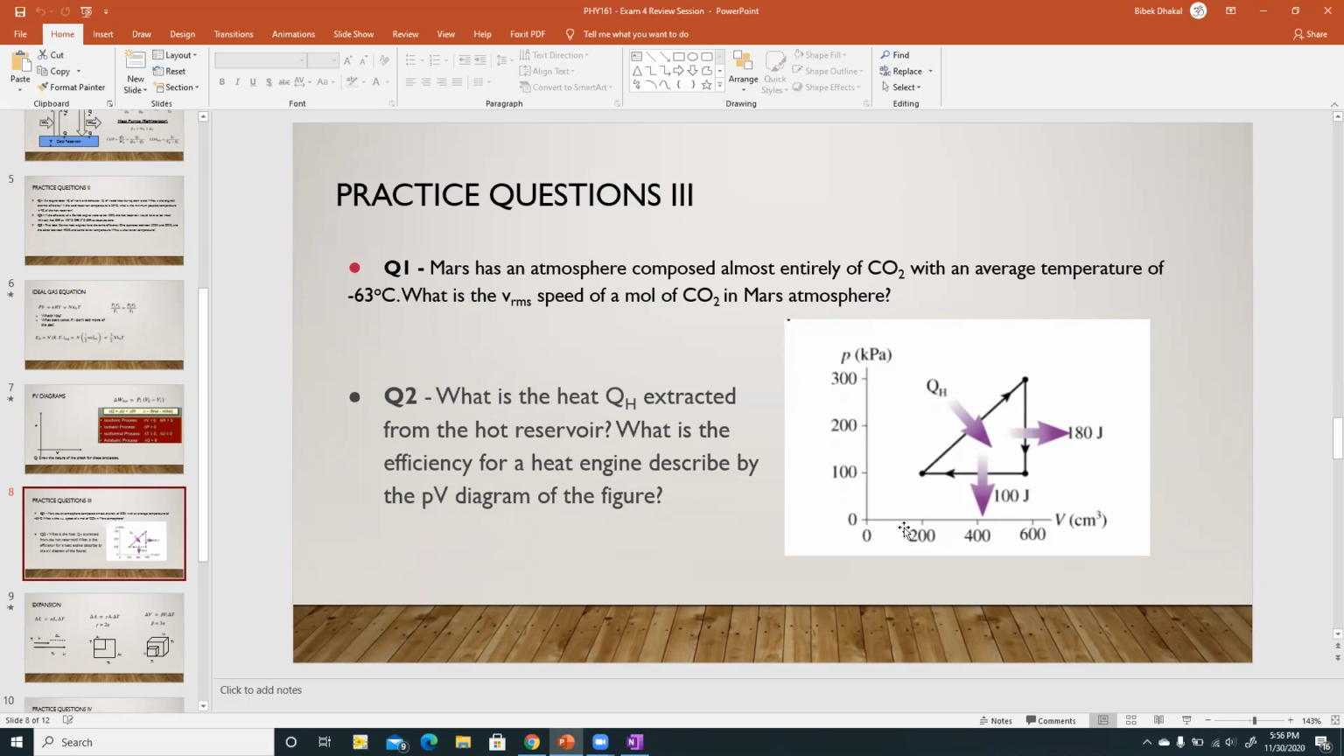This PV diagram is for a particular heat engine, and the cycle in which this heat engine works is represented by this triangle. What is the efficiency for the heat engine described by the PV diagram of the figure? You need to be able to interpret this PV diagram. You need to find the temperature of the hot reservoir, the temperature of the cold reservoir, and also calculate the work done so that you can find the efficiency.